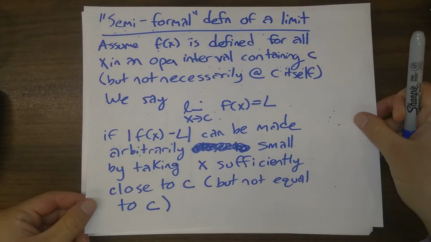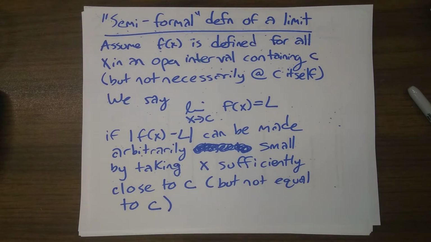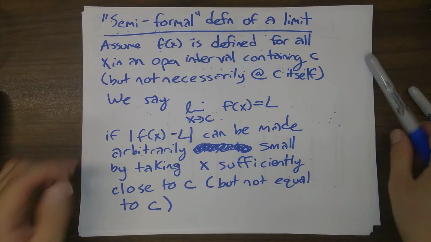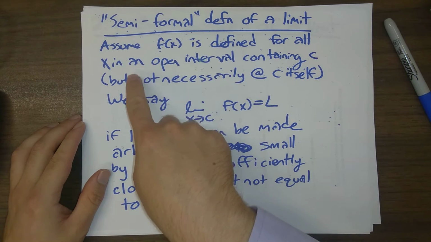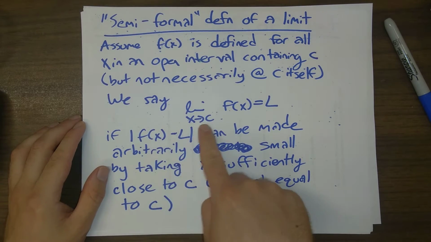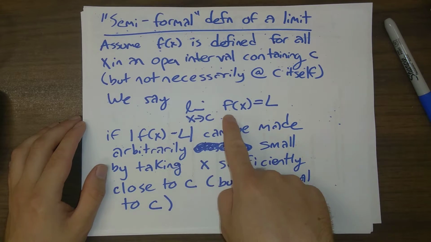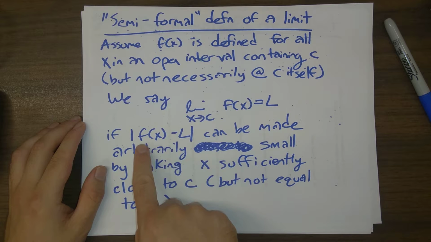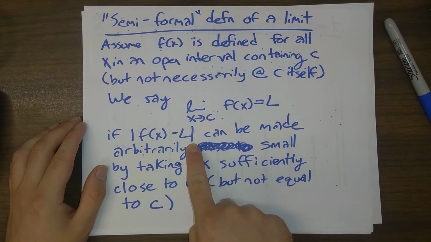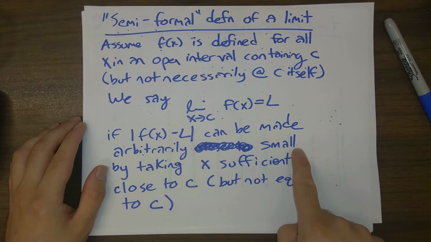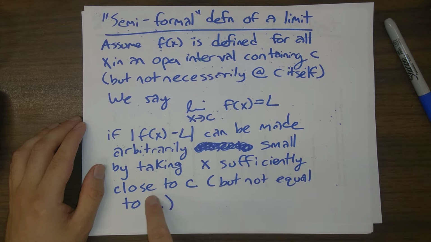So recall, back in Section 2.2, when we first introduced limits, we had what I called at the time, this wasn't the authors of the textbook's term, a semi-formal definition of a limit. So what's going on here? Here's the prologue. We say the limit as x goes to c of f of x is equal to L if the absolute value of f of x minus L can be made arbitrarily small by taking x sufficiently close to c, but not exactly equal to c.